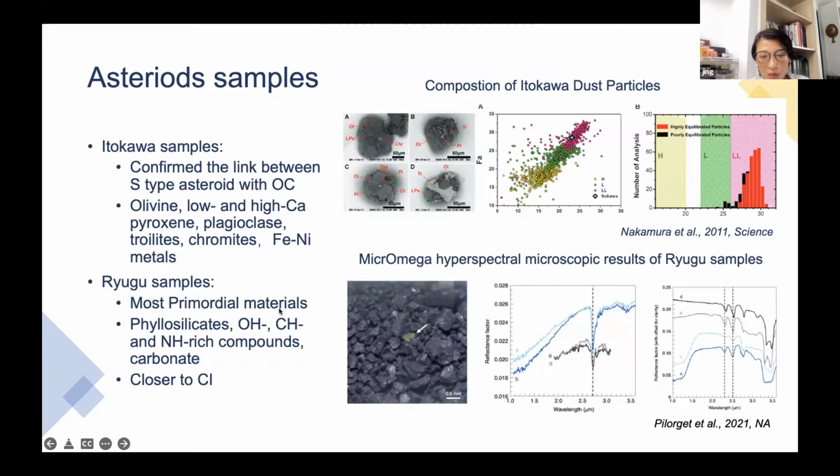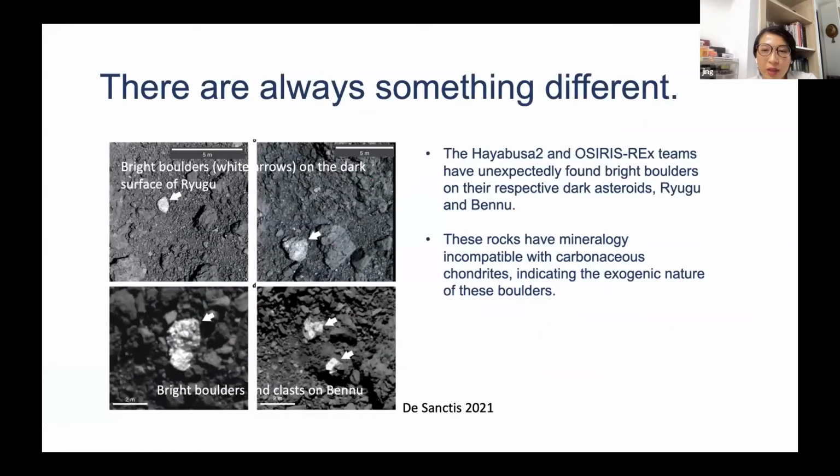The Ryugu samples: the publication only has very preliminary results on the reflectance spectra of Ryugu samples, but it has revealed the Ryugu samples are very primordial materials, like phyllosilicates, water-rich compounds and carbonates. It's very close to CI meteorite. But there is always something different.